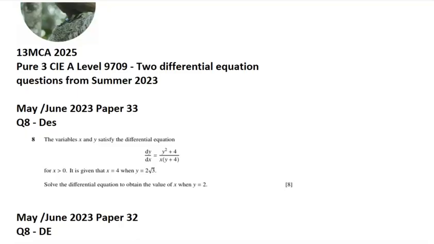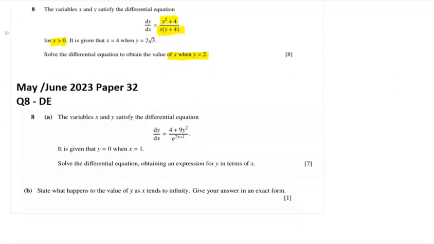So we've got dy by dx is equal to y squared plus 4 here, and we've got a mixed up x and y thing in the denominator. X is positive, and we just have to solve the DE to get the value of x when y is equal to 2. In the second one, we've got a differential equation, but this time we have to obtain an expression for y in terms of x. So that means that in this one, we have to go the whole way through and get y equals something, and up here we just have to figure out what x is when y is 2.